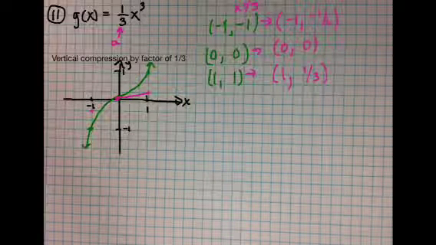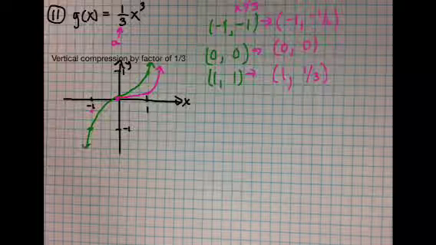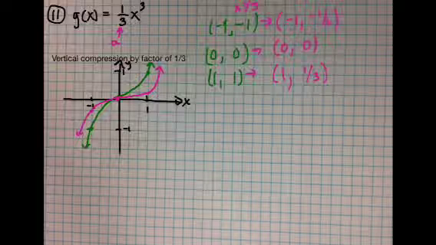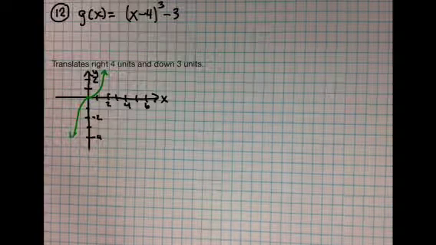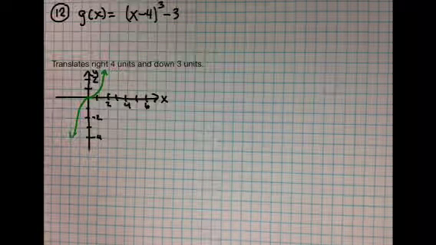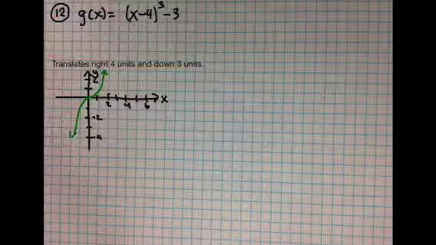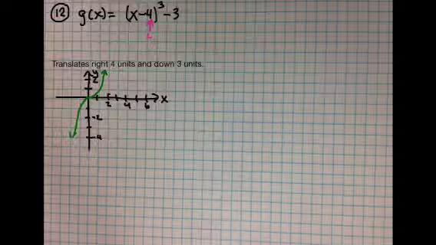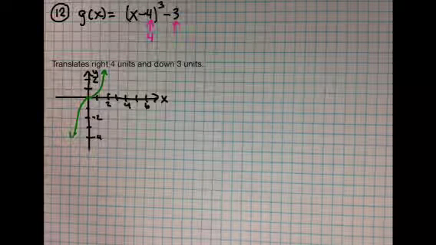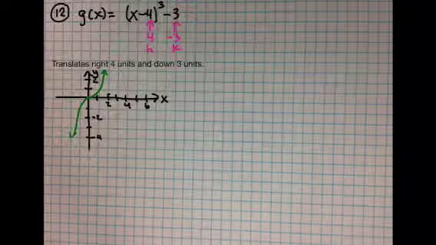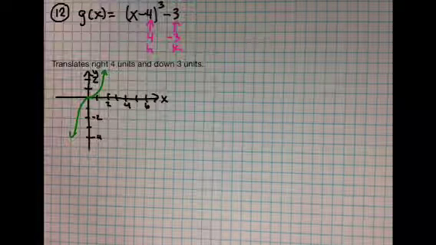So it's a little bit lower, a little bit curvier, and there it is. So the pink one is g of x, and the green one is f of x, which is the parent function x cubed. Alright, for number 12, a is 1, b is 1, but this time h is 4, and k is negative 3. So this is the h, and this is the k.